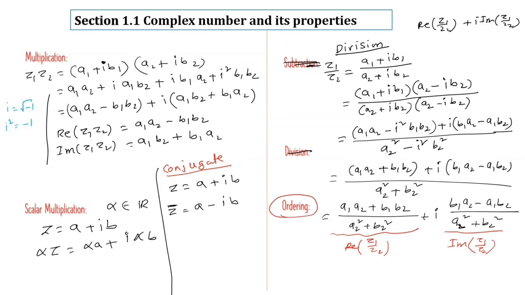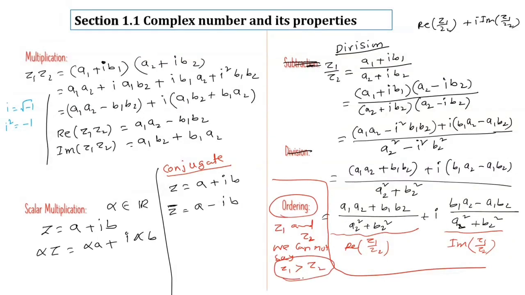Now the last topic for this lecture is the ordering of complex numbers. So let's have two complex numbers z1 and z2. Now for complex numbers, we cannot compare two complex numbers, like we cannot say z1 is greater than z2. It is not possible to compare two complex numbers because each contains two variables, one is the real part and another one is the imaginary part. So it's not possible to compare two complex numbers.